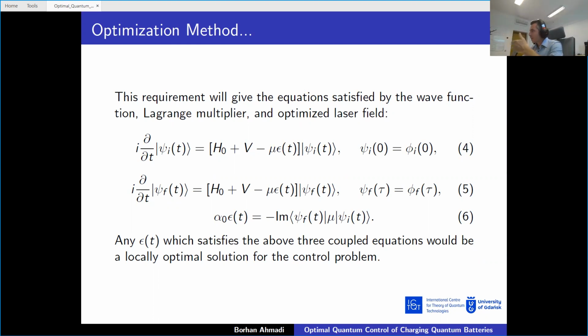These equations are obtained for a closed dynamics in which there is no dissipation. Then I will generalize these to dissipative ones.